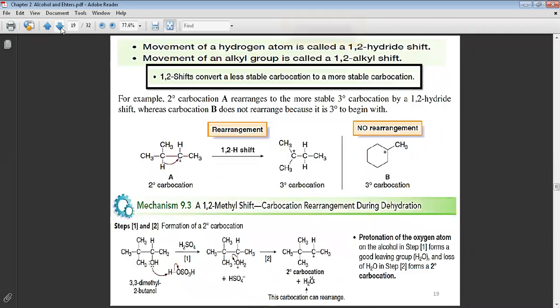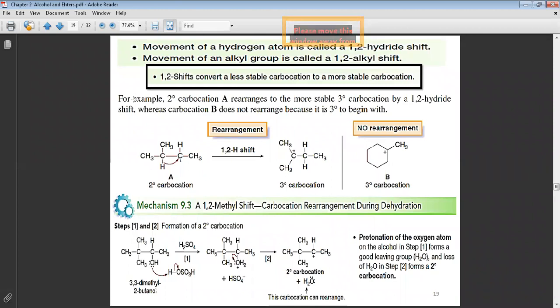Now this movement of the hydrogen atom is called 1,2 hydrogen shift. We know that movement of the alkyl group is called 1,2 alkyl shift. Okay, hydrogen shift, alkyl shift. 1,2 shift converts less stable carbocation to more stable carbocation. Okay students? How you take it before that.